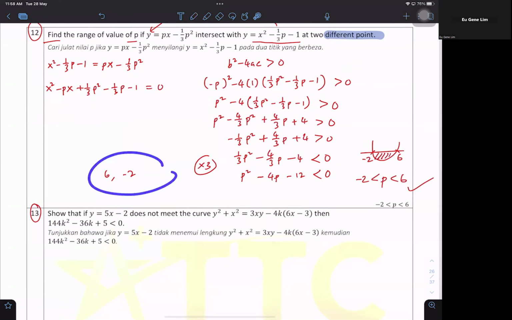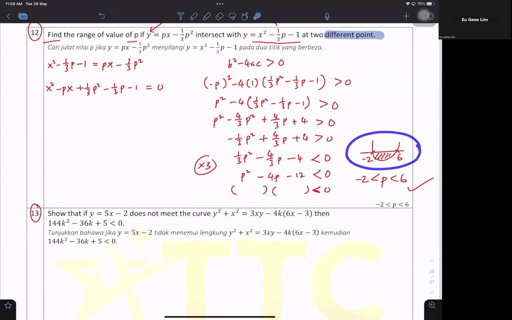So this one is not the answer. This is what you got from calculator, right? Don't write it. When you press calculator already, straight away you draw this one. Or if you want to write the bracket, you can also write the bracket afterwards. The most important thing is to draw first. Understand? Okay, good.